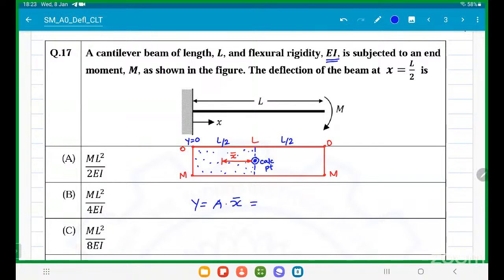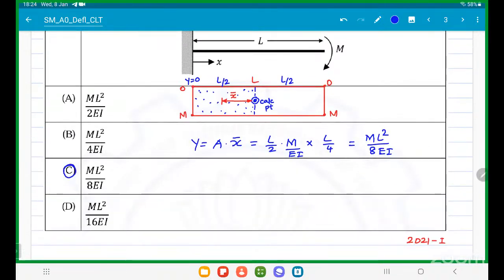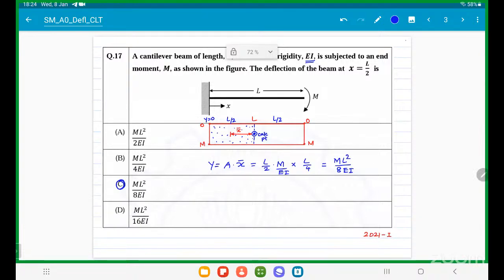Equal to area L by 2 into M into L by 4, at last divided by EI. What is the answer? M L square by 8EI. Done now, right? Okay, done, sir. I think now you are very comfortable with the moment area method.